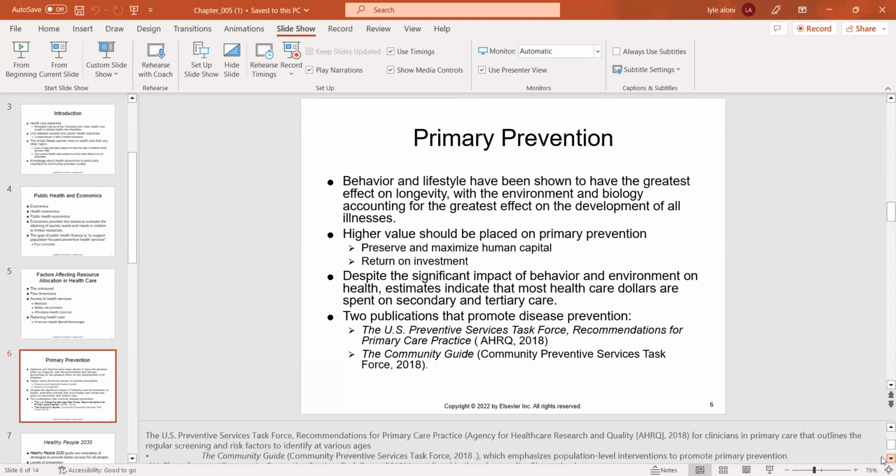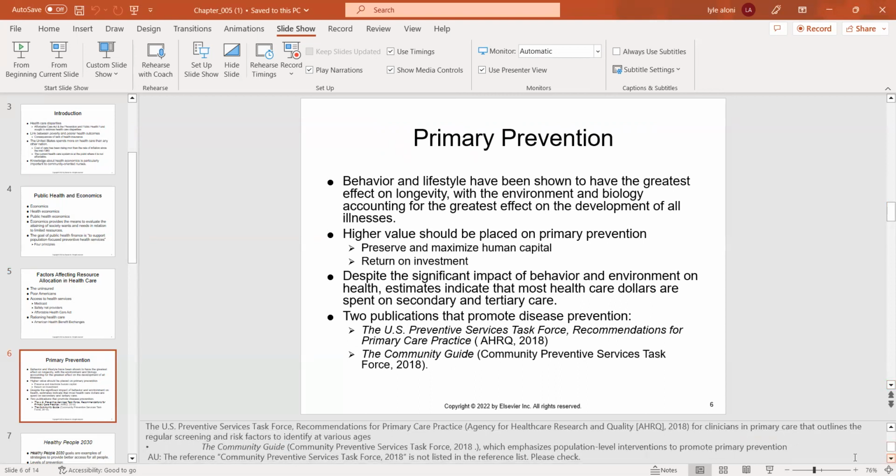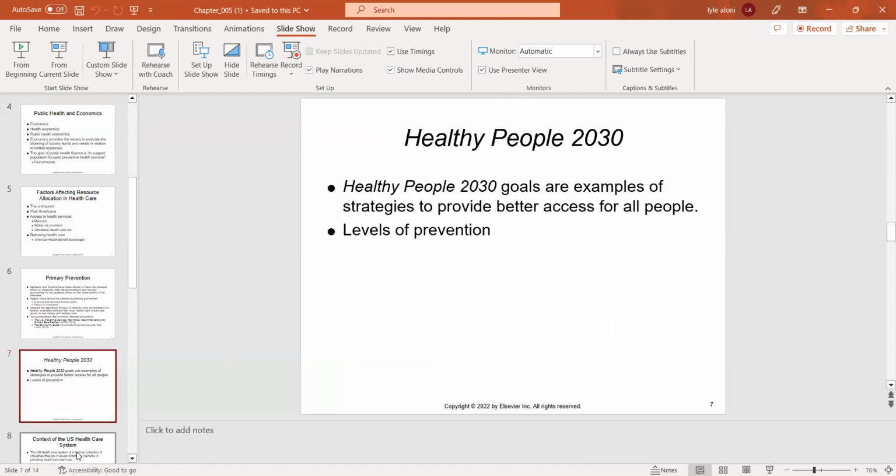We also take a look at the U.S. Preventive Services Task Force. We look at its recommendations from the Agency for Healthcare Research and Quality for clinicians. We look at regular screening and risk factors to identify at different ages. Our Community Preventive Services Task Force guide emphasizes population-level interventions to promote primary prevention. With Healthy People 2030, we're going to see goals or examples to provide better access to people of all ages.